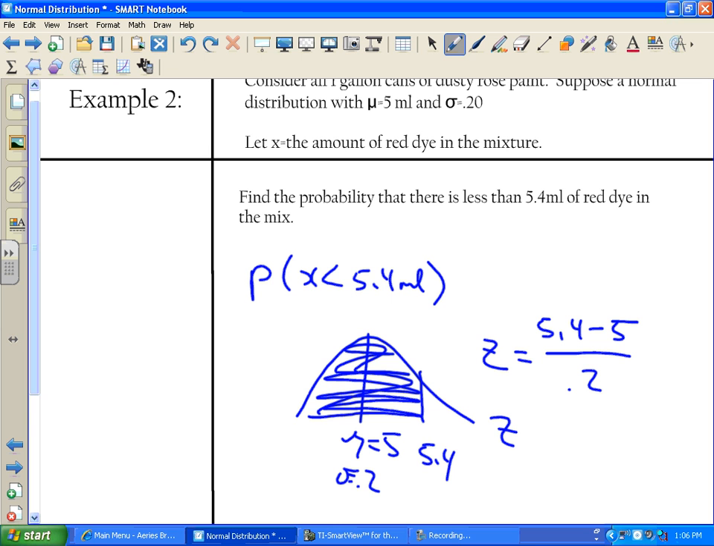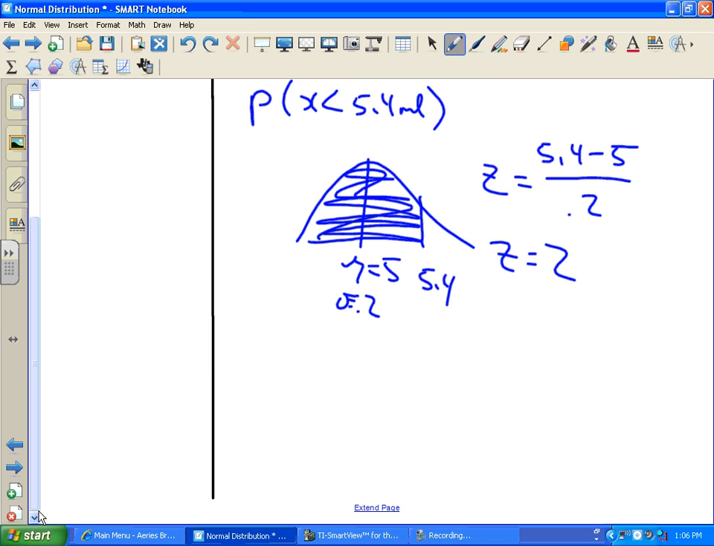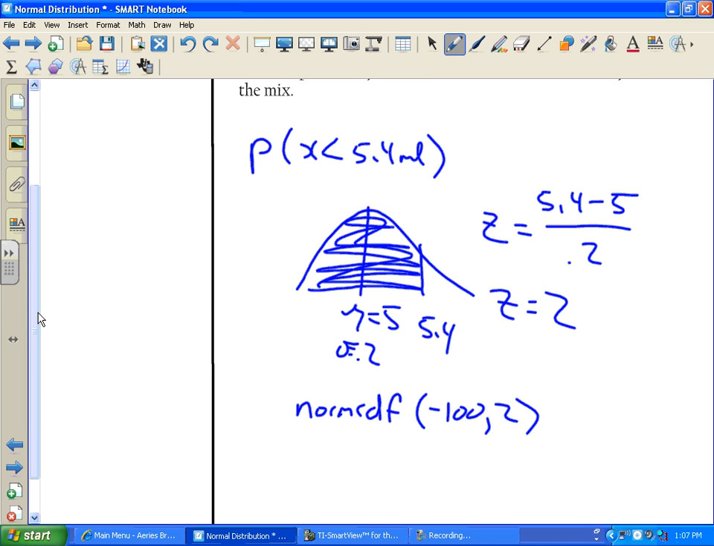So your z-score comes out to be what? 2. Finish up the problem. This is for full credit. This shows up frequently. What are we going to do? We will use normalcdf. And again, we're going to go from left to right. So that's going to be negative 100 to 2. And that probability will be the probability that I get a can of paint that has less than 5.4 milliliters. Should be a high probability, by the way.